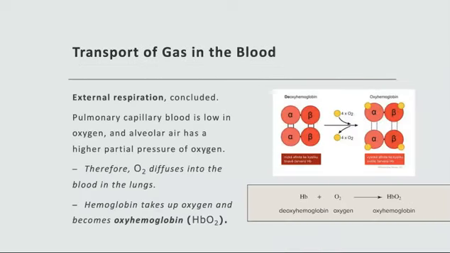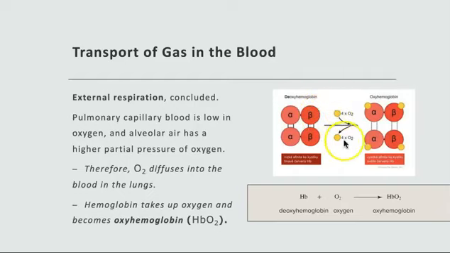And this slide is kind of a repeat of what I discussed at the beginning of this section, is that when we have our pulmonary capillary blood low in oxygen, so here we see deoxyhemoglobin, and our alveolar air, meaning the air within our alveolus, is going to have a higher partial pressure of oxygen.